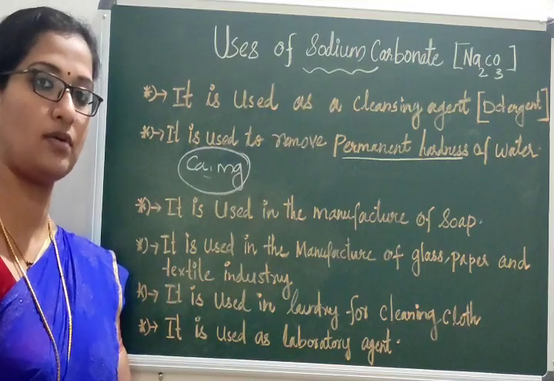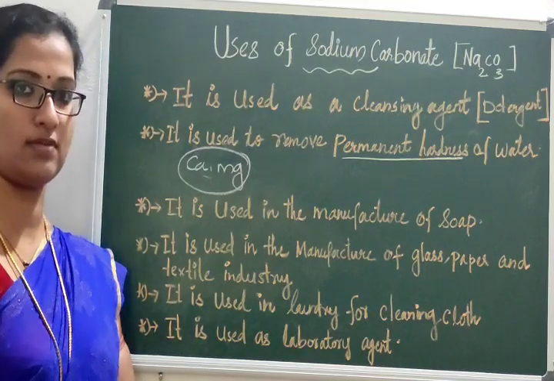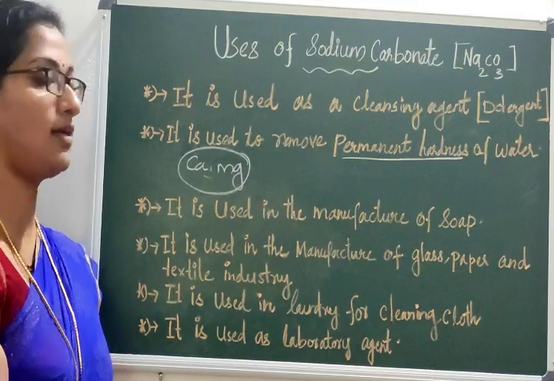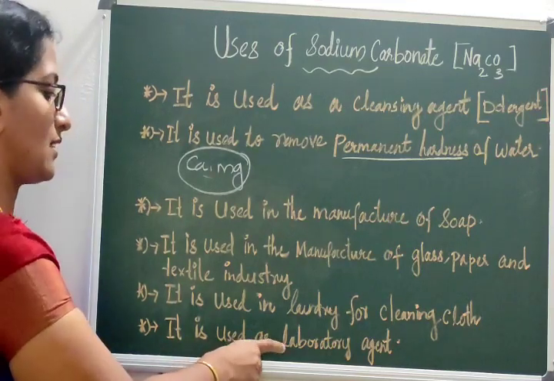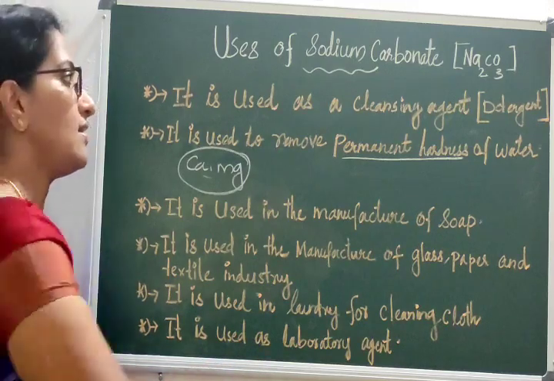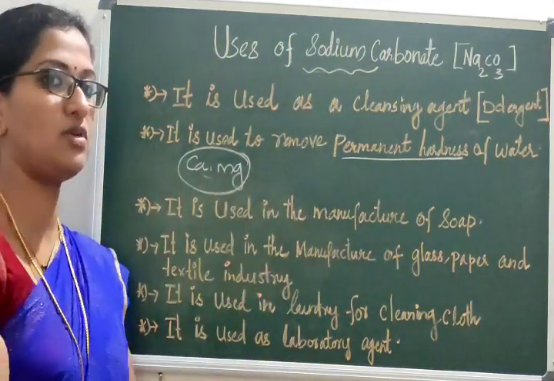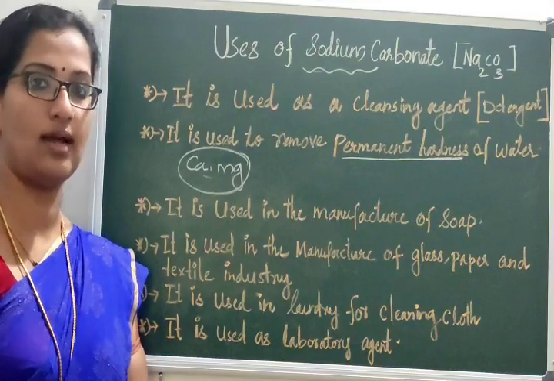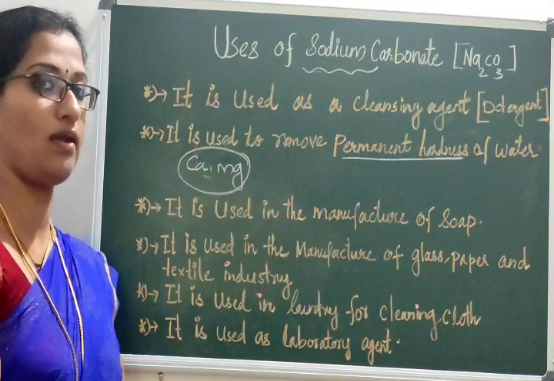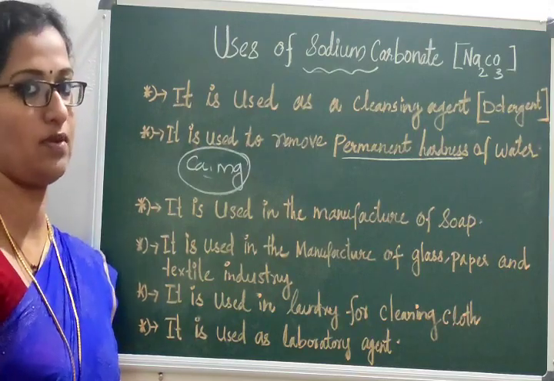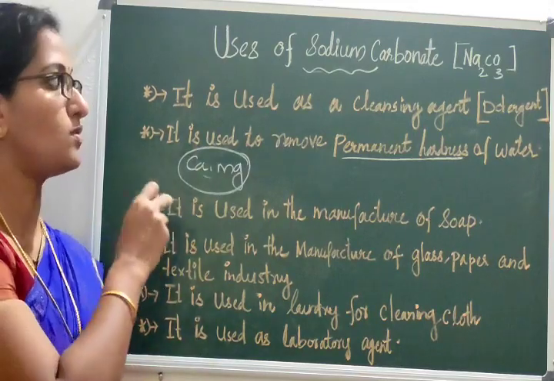But if you want to clean clothes for domestic purposes, this washing powder is used as one of the ingredients. And finally, it is used as a laboratory agent. It is a good salt to analyze salts, and for doing some experiments, it has a wide role in the laboratory. Okay, this is all about the uses of sodium carbonate.